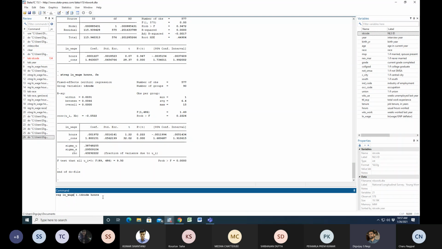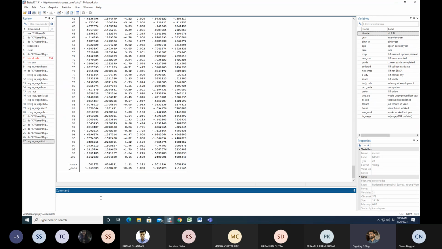To tell Stata that you want to make these dummy variables, you just write i. in front of that variable. ID code, remember, is our individual ID, so it tells you the ID of each individual. So I write i.ID code. The i. tells Stata that it's a dummy variable, so keep that as a dummy variable. When I run this regression, notice now what you observe.